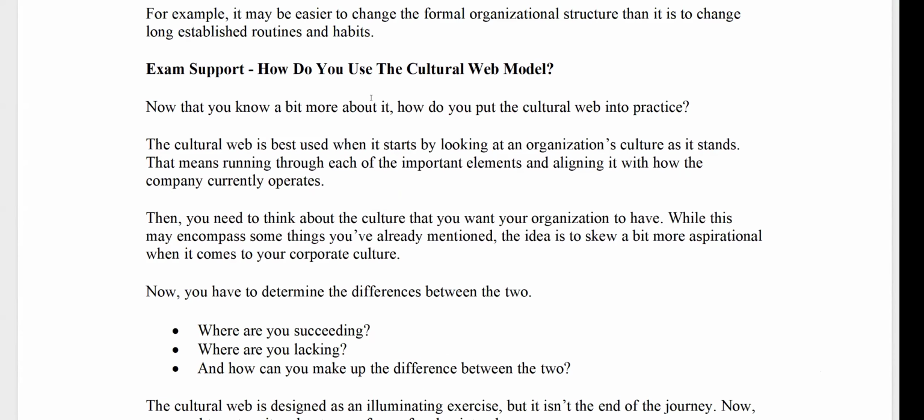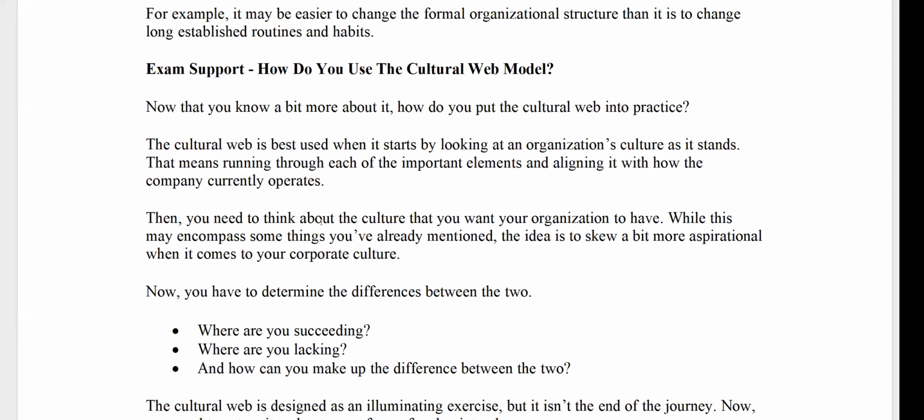So exam support, how do you use the cultural web model? Now that you know a bit more about it, how do you put the cultural web into practice? It is best used when it starts by looking at the organization's culture as it stands. That means running through each of the important elements and aligning it with how the company currently operates.